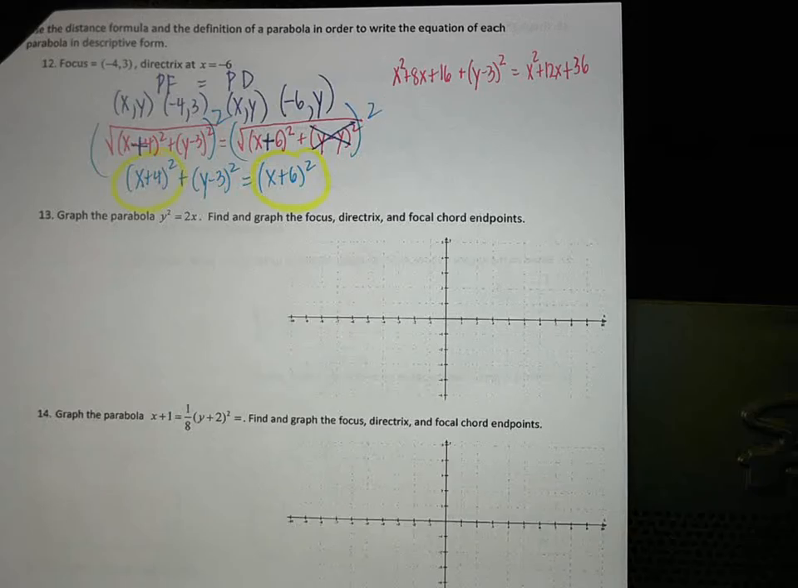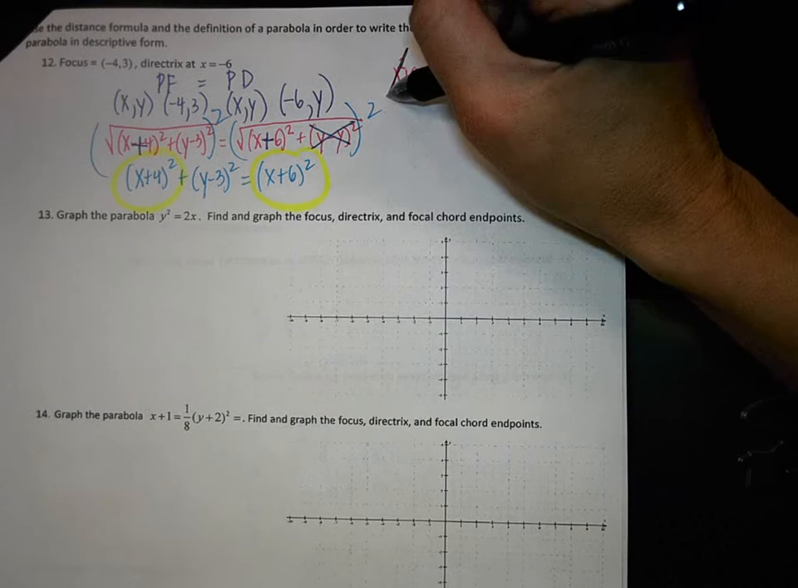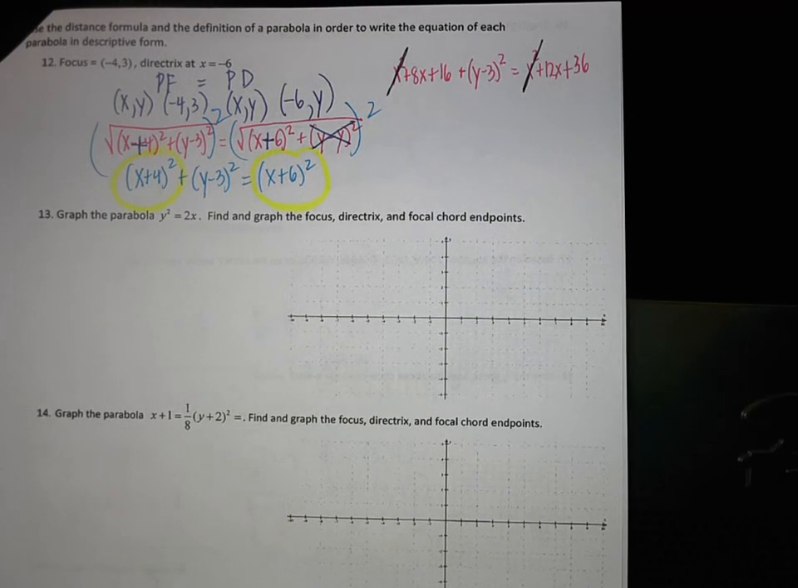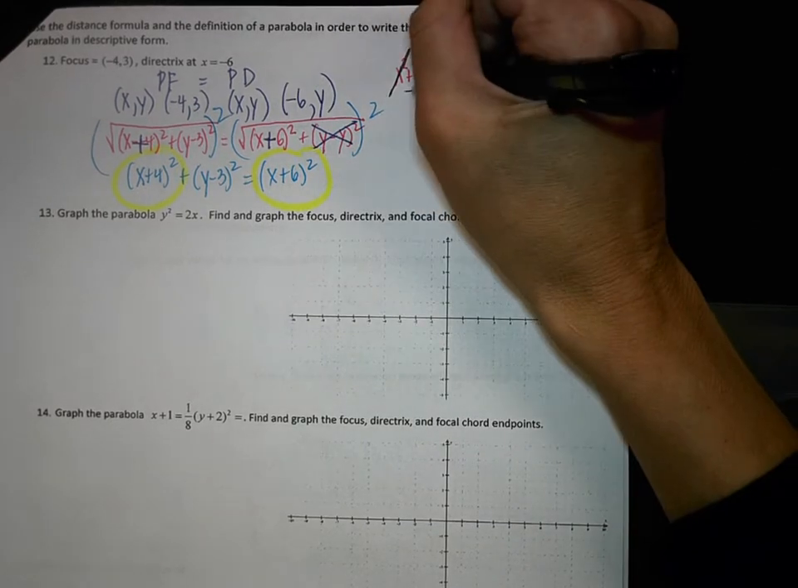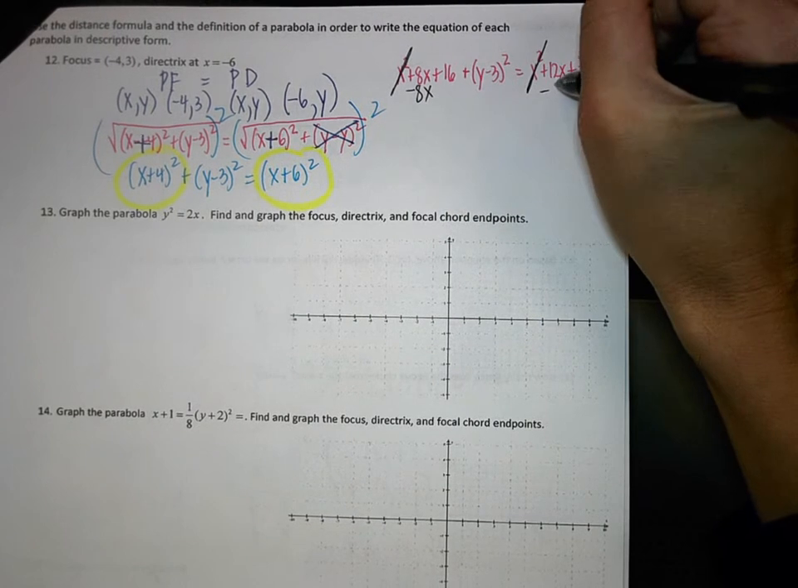Okay, from there, any like terms that are the same on both sides I can eliminate. So since I have an x squared here and an x squared here, those cancel out. I want to end up getting my x's by themselves. There's a lot of ways you can do this. I'm going to go ahead and subtract 8x over here.